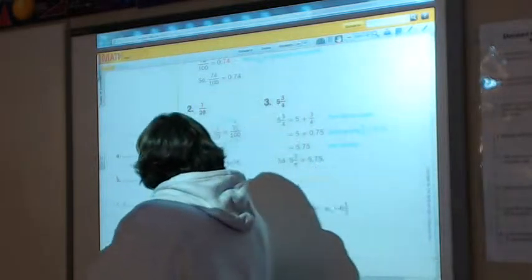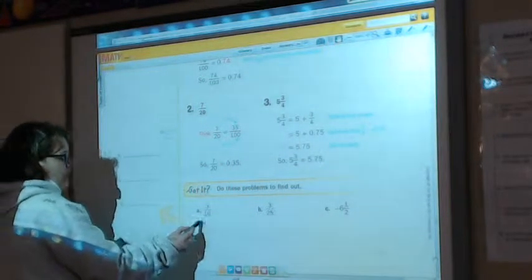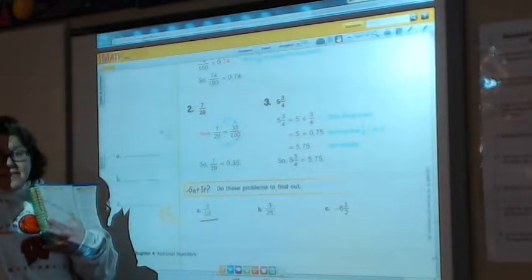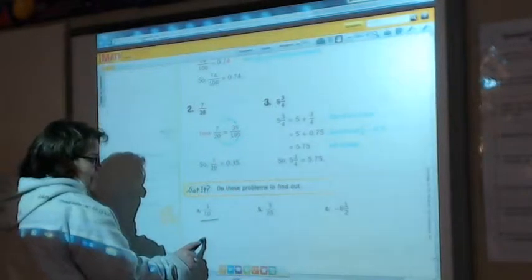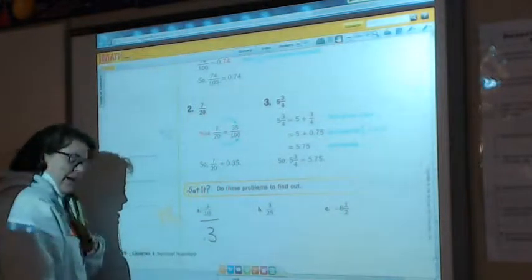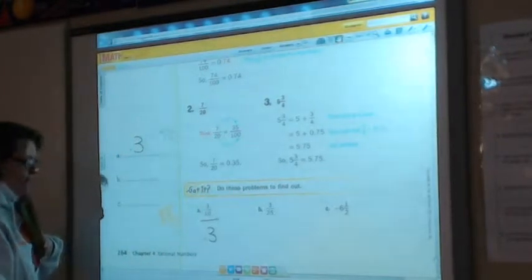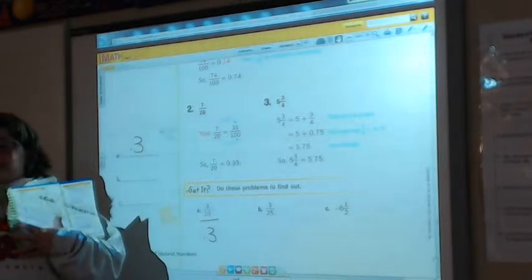So let's look at A. A is 3/10. Now that's simple because our denominator is 10, right? So that already is a power of 10. So 3/10 could be easily written then as 0.3, right? So your answer for A is 0.3. Okay, pause your computer and you do B and C, and then come back and see if you got them right.